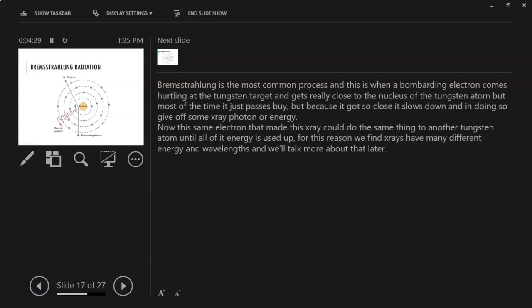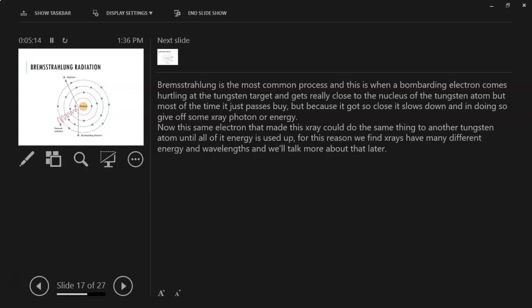What does that original bombarding electron do now that it's gone through the atom and changed directions but hasn't actually been used up? It goes on and it can do the exact same thing with another and another and another tungsten atom until it's all used up. The main crux is that the X-ray photons created through Bremsstrahlung radiation end up having various wavelengths, frequencies, and energy potentials, because they could come in contact with an outer, weaker electron.